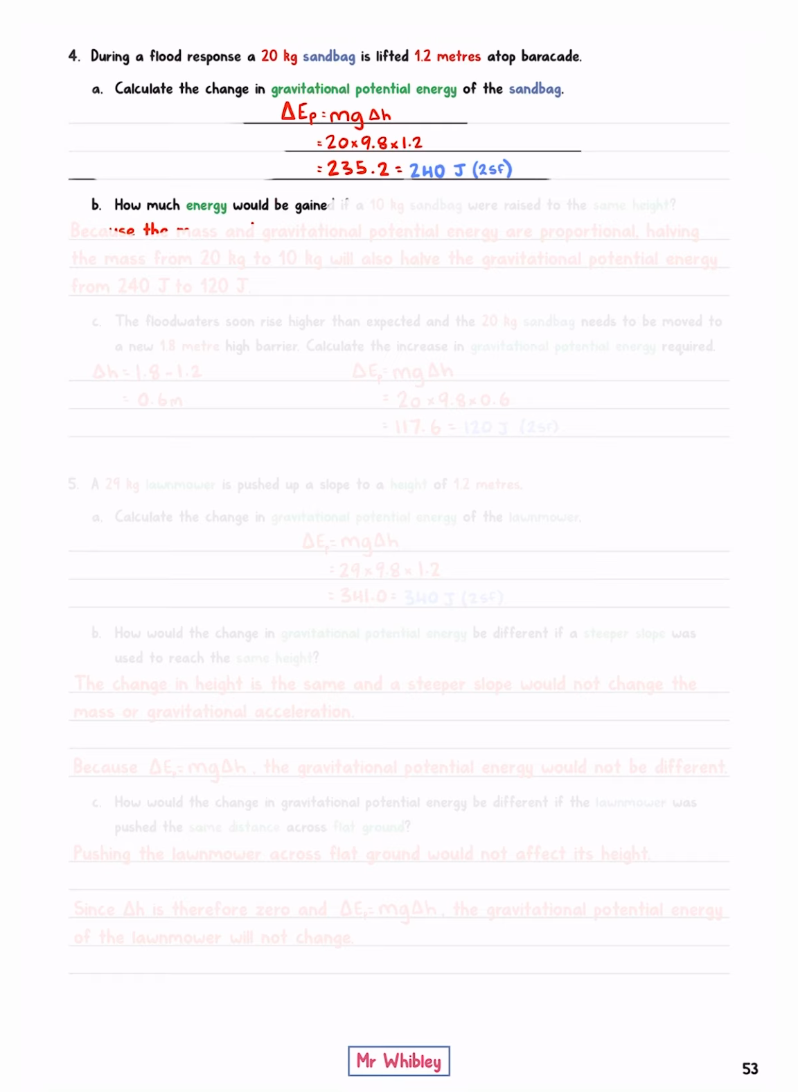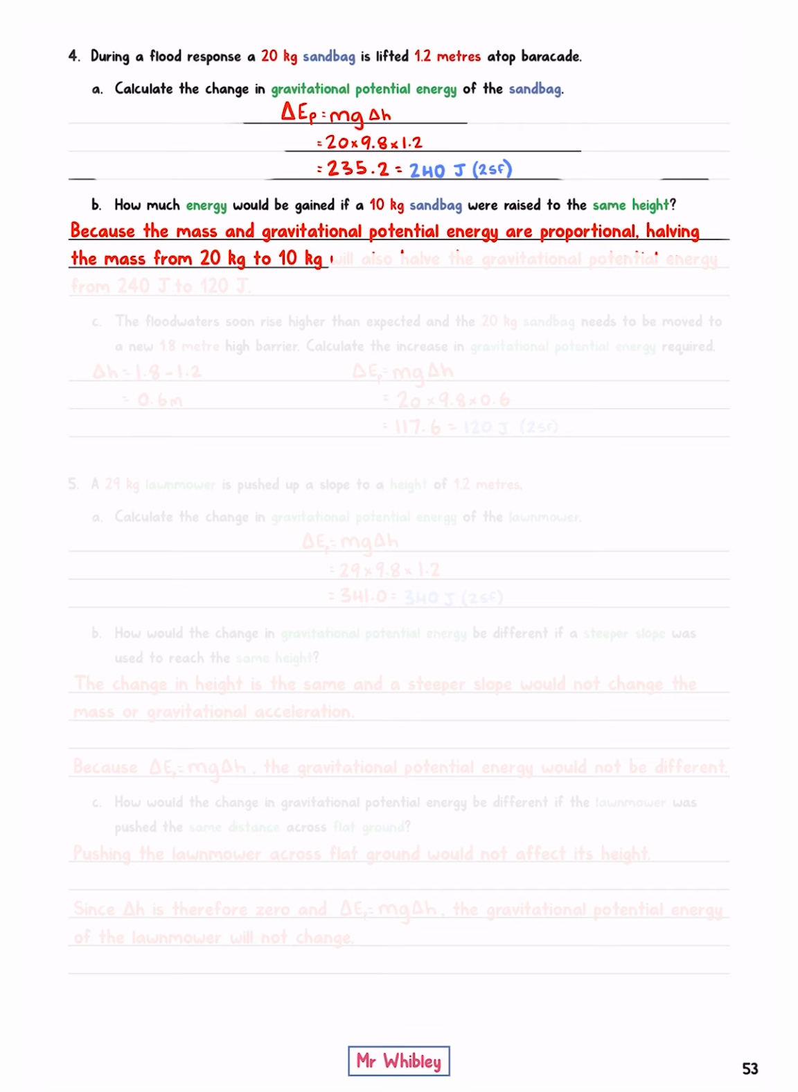How much energy would be gained if a 10 kilogram sandbag were raised to the same height? Because the mass and gravitational potential energy are proportional, halving the mass from 20 kilograms to 10 will also halve the gravitational potential energy from 240 to 120 joules. That is to say, if we have our potential energy equation, our height and our gravitational acceleration stay the same, such that if we halve our mass, we will also halve our gravitational potential energy.